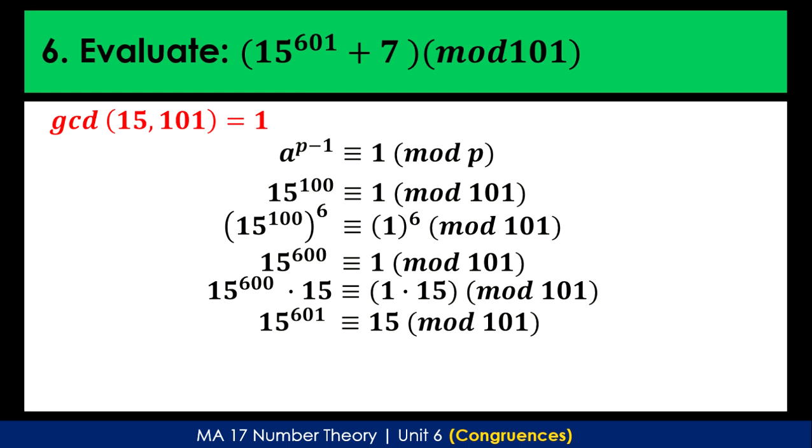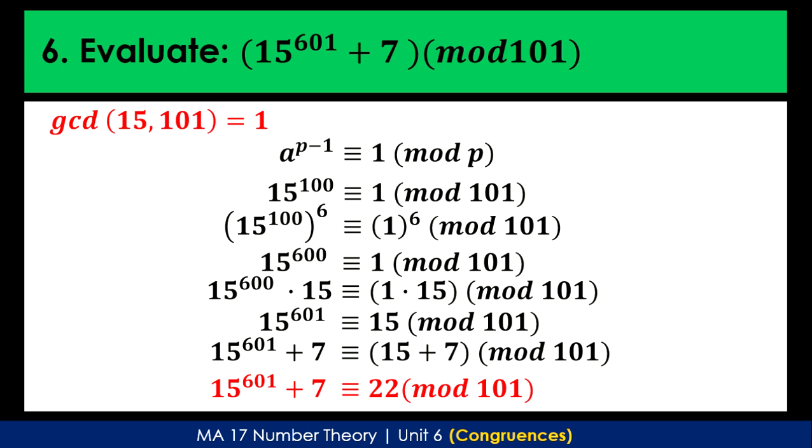The last one: since we need to add that 7, let's add 7 to both sides, which is still true using the properties. 15 plus 7 is 22. Therefore, 15 raised to 601 plus 7 is congruent to 22 modulo 101. So we have the residue here of 22.